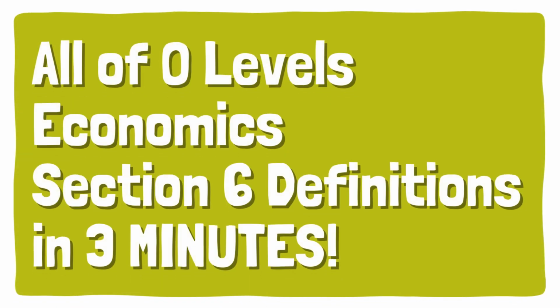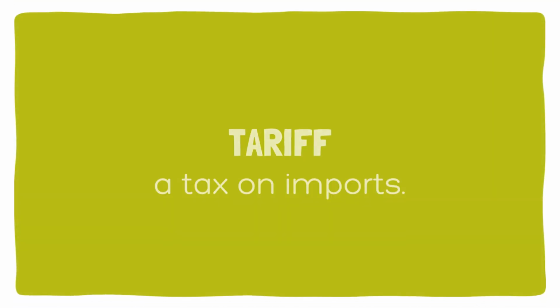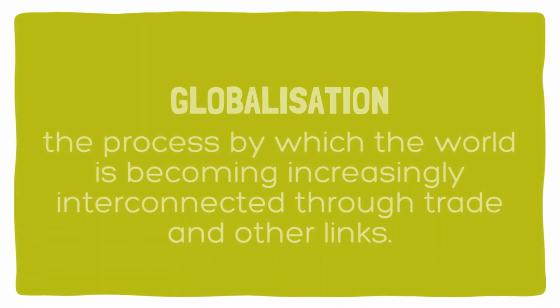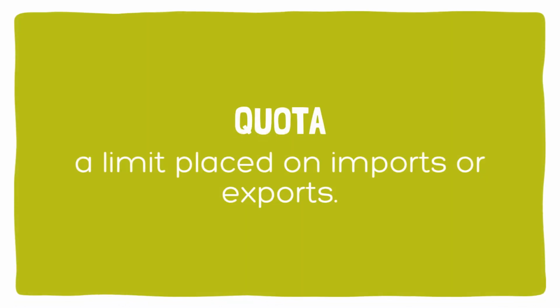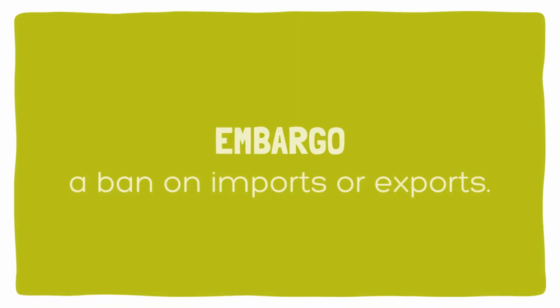These are all of O-Levels Economics Section 6 definitions in 3 minutes. Tariff is a tax on imports. Globalization is the process by which the world is becoming increasingly interconnected through trade and other links. Quota is a limit placed on imports or exports. Embargo is a ban on imports or exports.